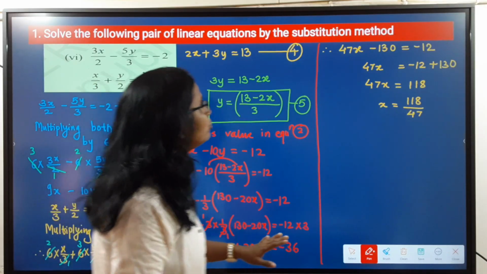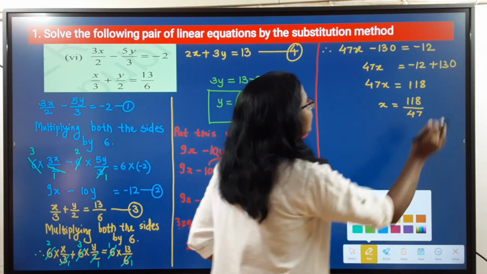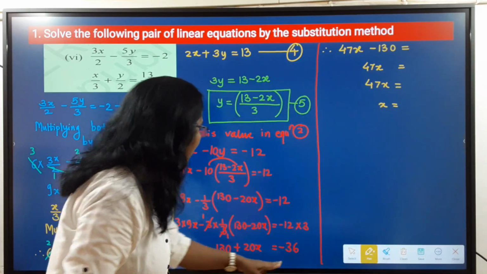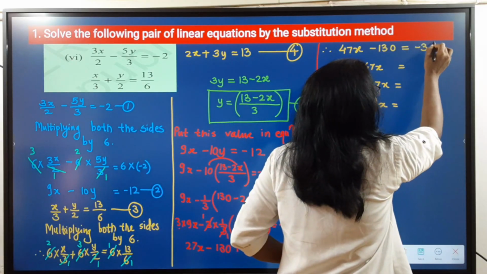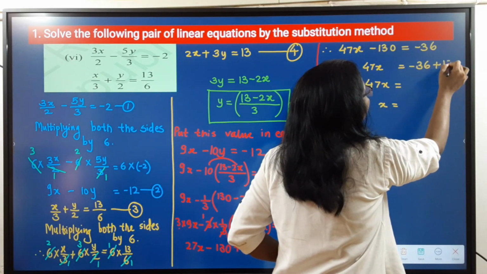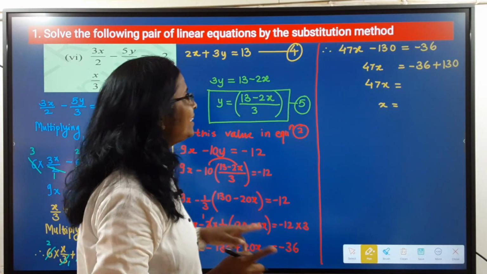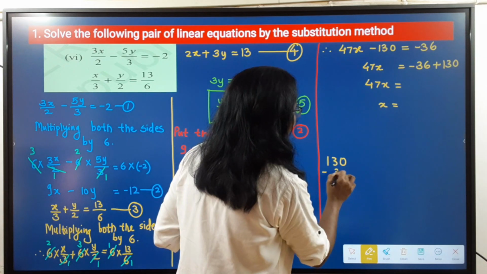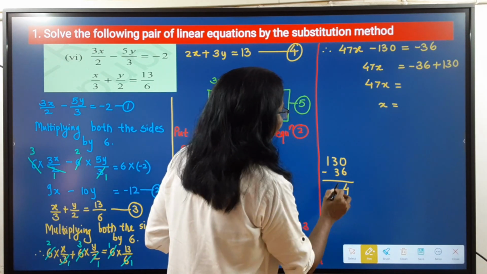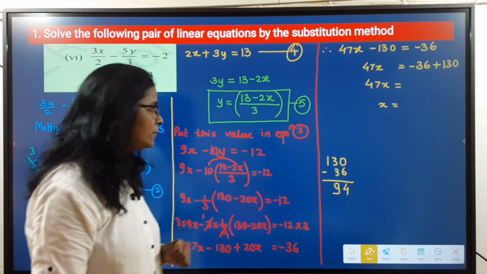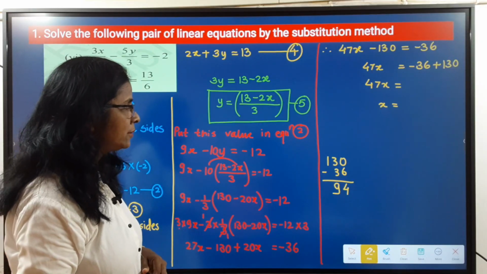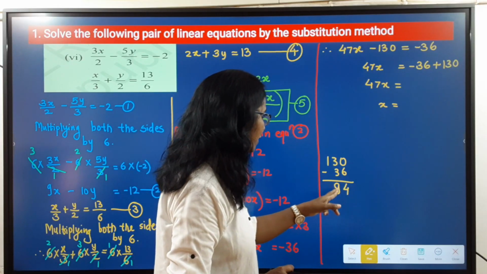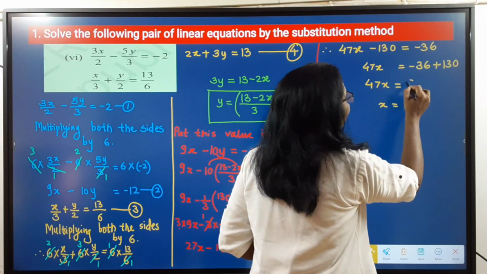Now the next step, students, see carefully which changes occur here. So minus 36 plus 130, that means 130 minus 36. Okay, 130 minus 36, that means 94. I think it is correct. So 6, 4, 10 and 13. It is correct. So here 94.